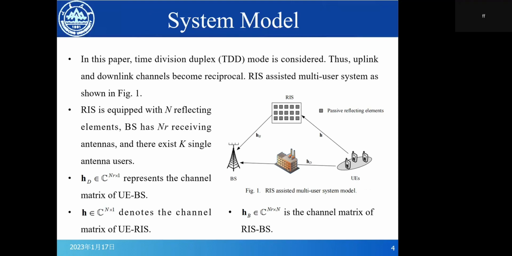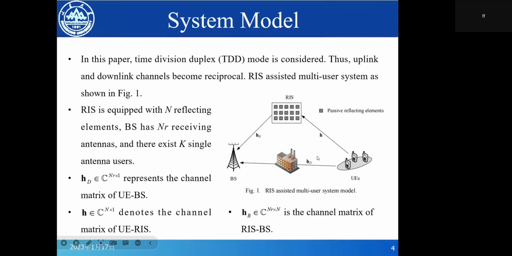Then we talk about the system model of our work. In this paper, the time division duplex model is considered. Thus, uplink and downlink channels become reciprocal. RIS-assisted multi-user system is shown in Figure 1, and we can see here, RIS is equipped with N reflecting elements. Base station has N_R receiving antennas, and there exist K single-antenna users.